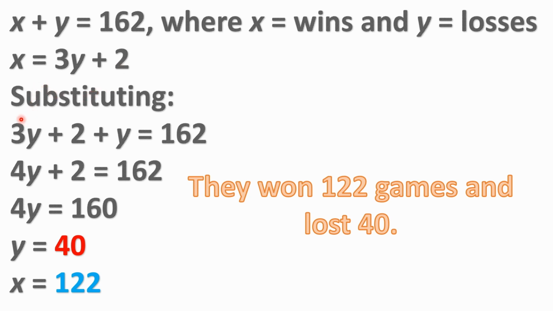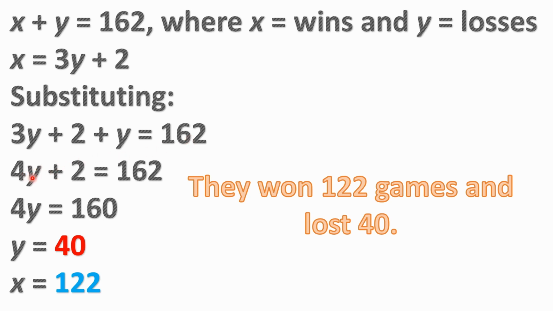We said x plus y equals 162. Well, if x is also equal to 3y plus 2, we can substitute 3y plus 2 for x, which is what we're doing right here, plus y, equals 162. So now we have the equation just in terms of y. That's great because now we can solve for a single variable. We're trying to get an equation with one variable.